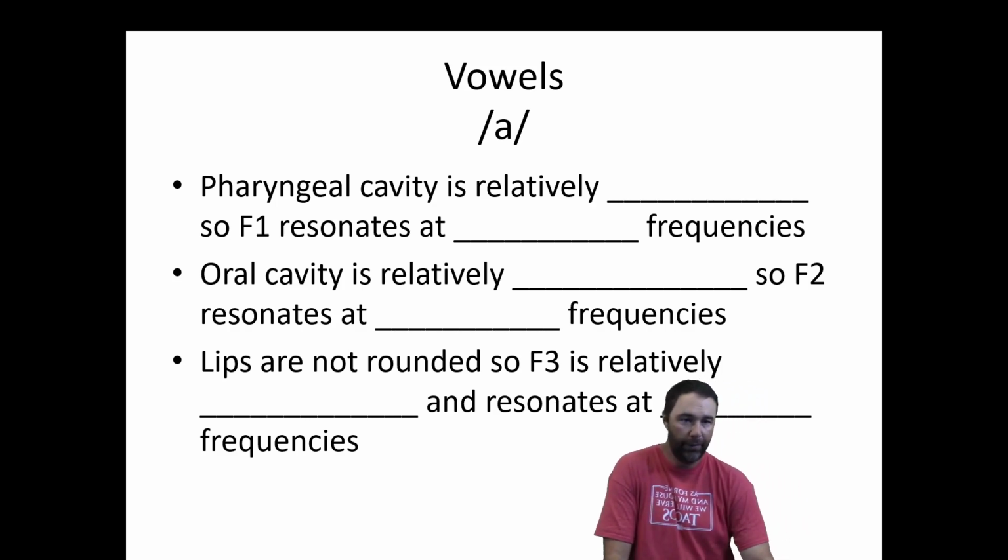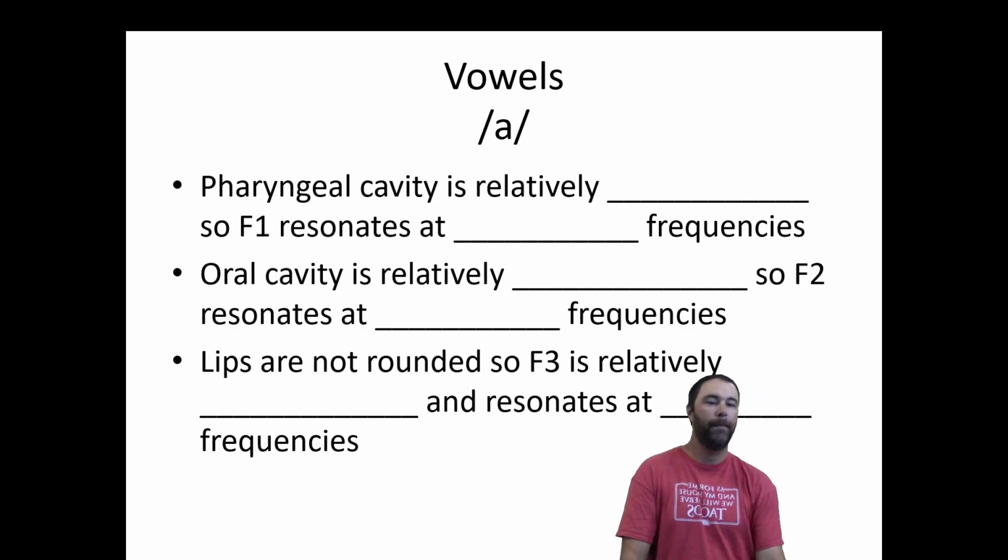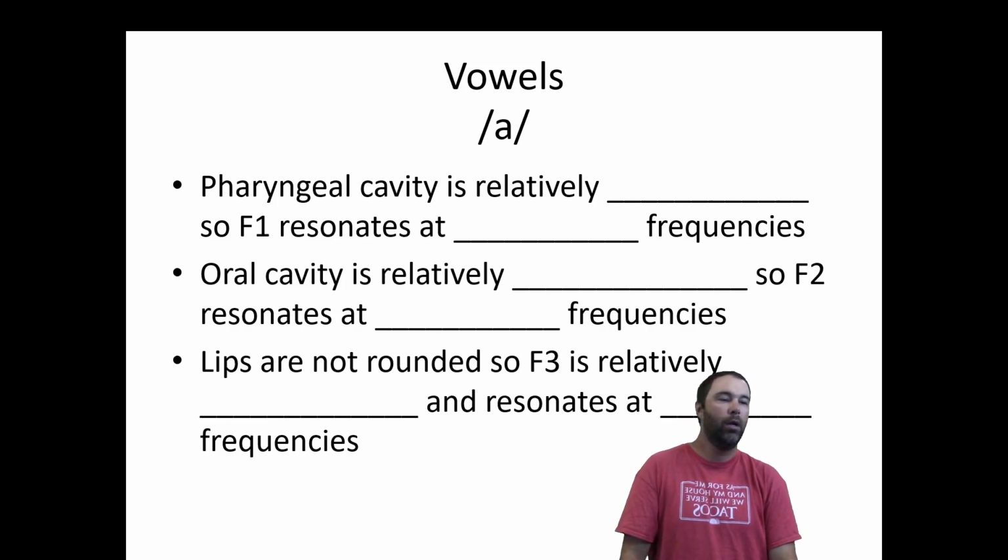The oral cavity, we took our tongue and moved it to the back, so we've now made it a bigger cavity. So the oral cavity is relatively larger, so F2 will resonate at relatively low frequencies. Big things, low frequencies. We're still not rounding our lips, so that cavity is still going to be relatively small. It's still going to resonate at relatively high frequencies.